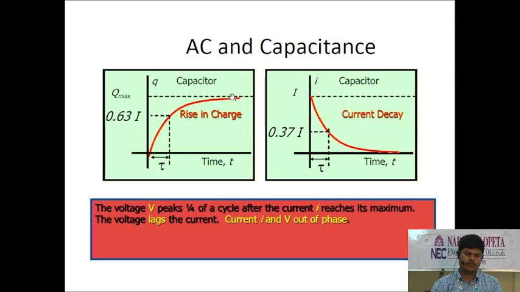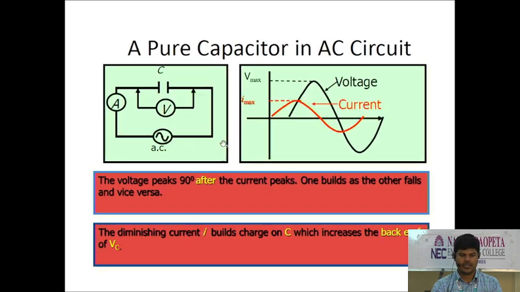Next, capacitance. In case of inductor, current lags behind the voltage by 90 degrees. In case of capacitor, current leads voltage by 90 degrees. See these opposite waveforms. So we can directly go for the circuit.